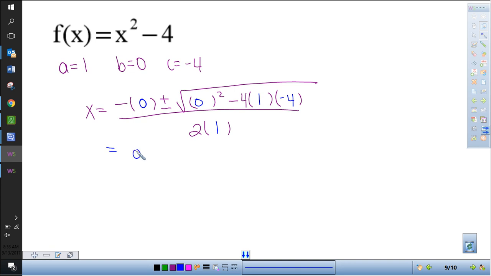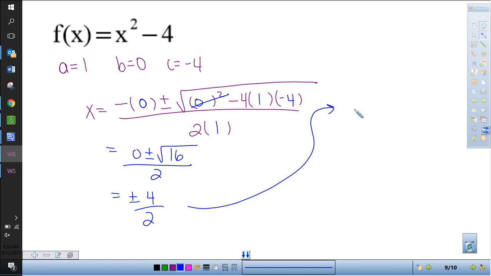I'm going to get 0 plus or minus the square root. Well, 0 squared is 0, and so that's the square root of 16 all over 2. So I'm left with plus or minus, the square root of 16 is 4 over 2. I can now break this into my two equations. So I get positive 4 over 2, and I get -4 over 2. 4 over 2 is 2. Negative 4 over 2 is -2.